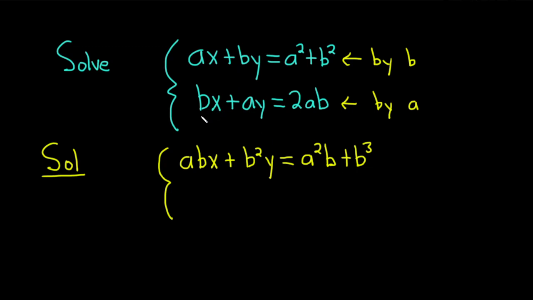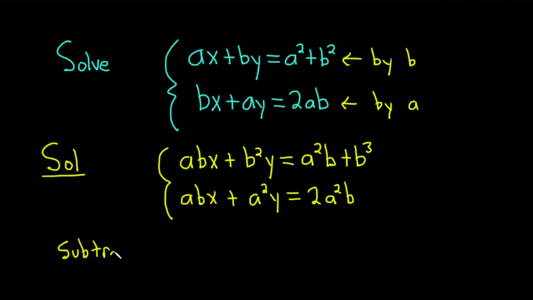Multiplying the second one by a, it's going to give us abx, which was the whole point, plus a squared y equals 2a squared b. Very nice. And now let's go ahead and subtract. When we do that, the first term in both equations is going to magically cancel.